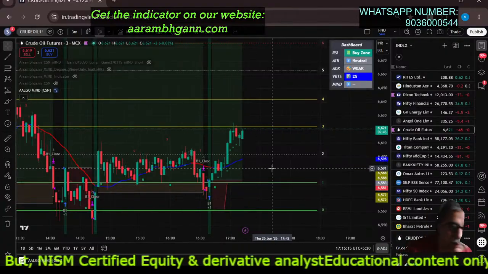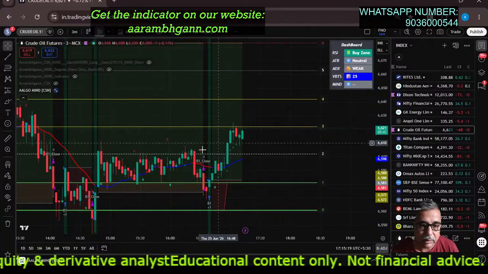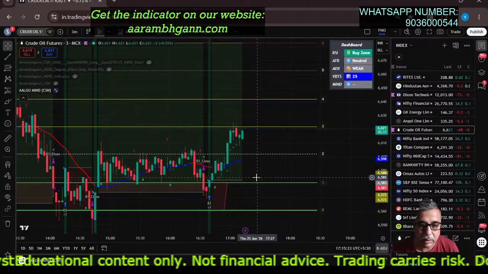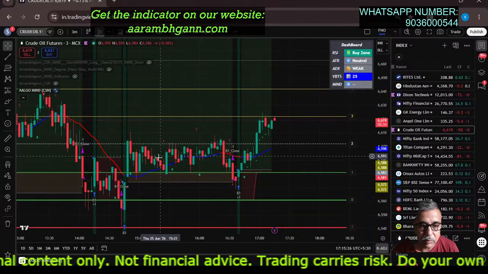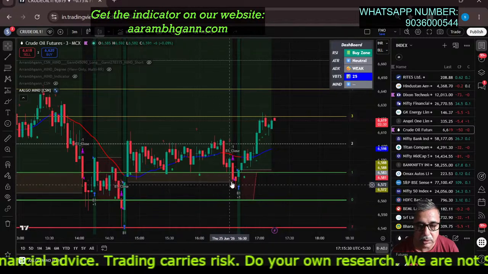You can trail. As long as price is above this blue line, you can keep buying. As long as it is below this line, you can keep selling. But you should avoid selling at this place. You should take a long entry only when it is above these two green lines.